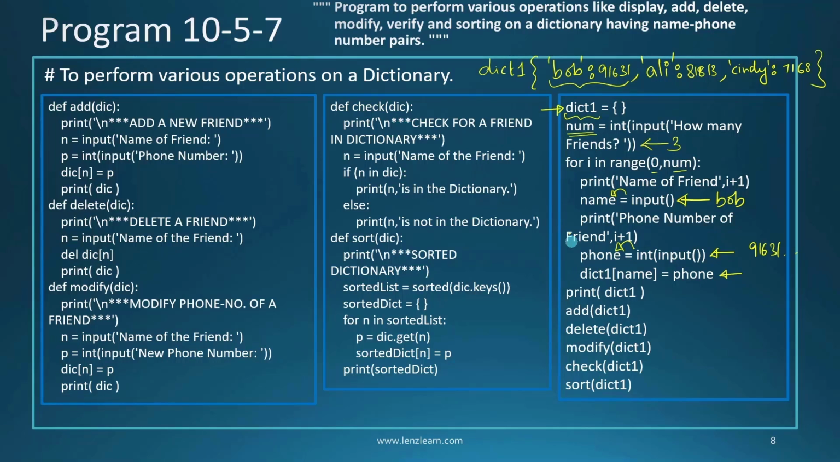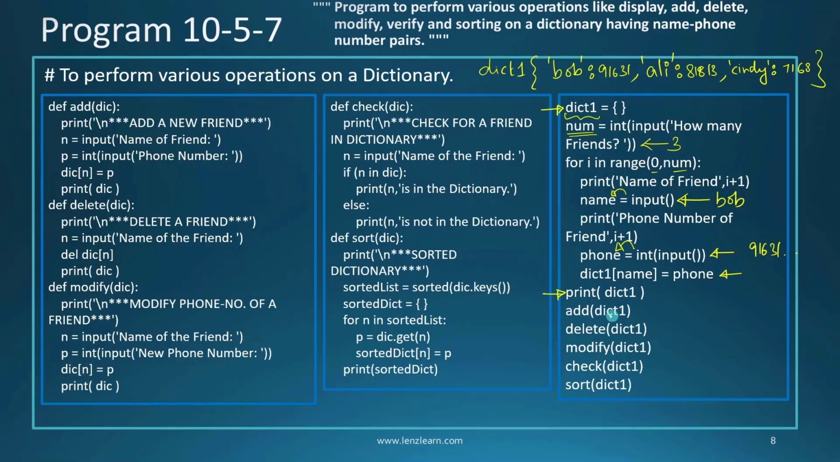Then this for loop will repeat 3 times to collect the values of Ali and Cindy, and after that the for loop will finish. Now you have these values available inside dict1. After that I will print dict1, so whatever you see here will be printed out. I will start to call each of these functions.